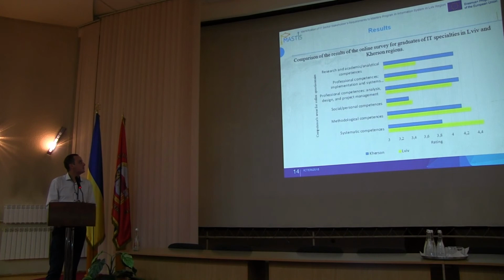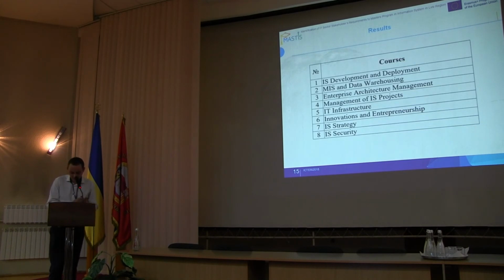In this slide, you can see the comparison of the results of the online survey for graduates of IT specialty in Kyiv, the blue line, and in Kherson region, the yellow line. As can be seen from this figure, the needs of these regions are very different. Such differences are also found for other regions. This can be explained by the characteristics of each region, in particular labor market demand, or the type of university graduation: technical, economics, and so on.